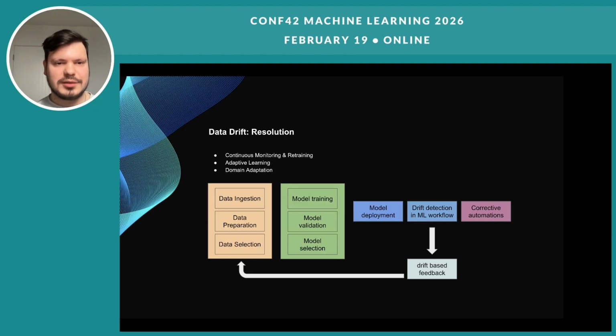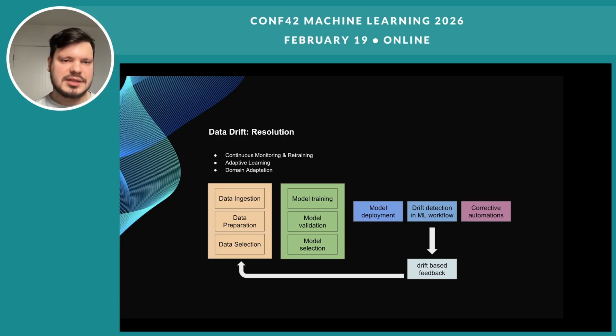Let's talk about the resolution, and the first one is continuous monitoring and retraining. That's the most fundamental line of defense. By implementing an automated pipeline that continuously monitors data drift, we can integrate it into our machine learning pipeline. And as soon as the data drift detector alerts us to any problems with our features, we can initiate model retraining.